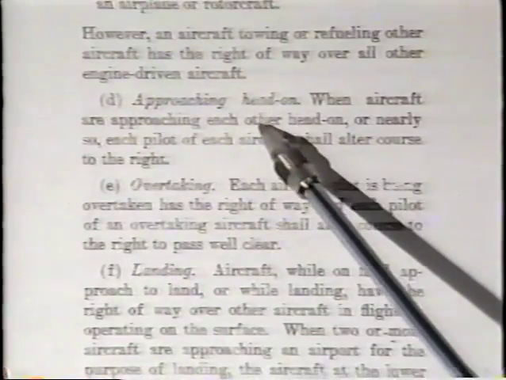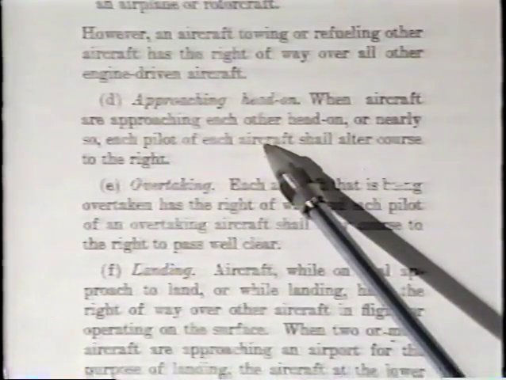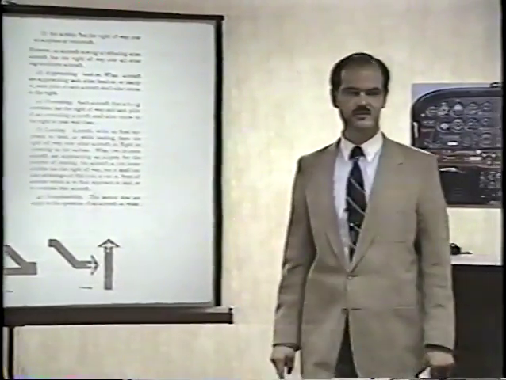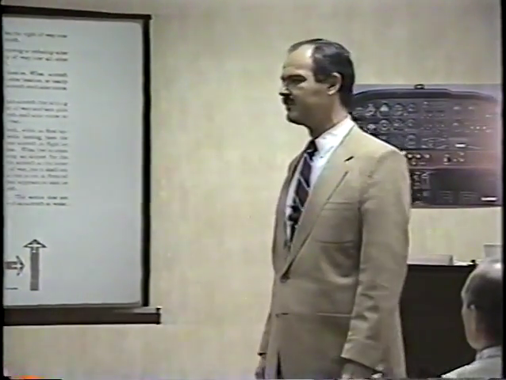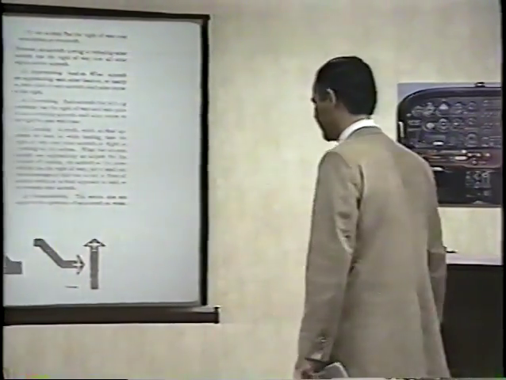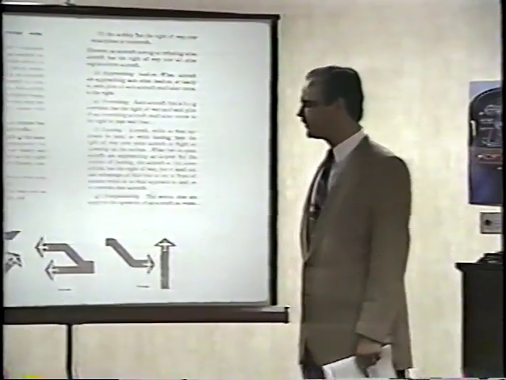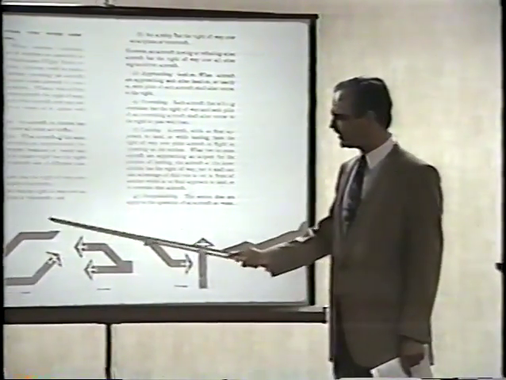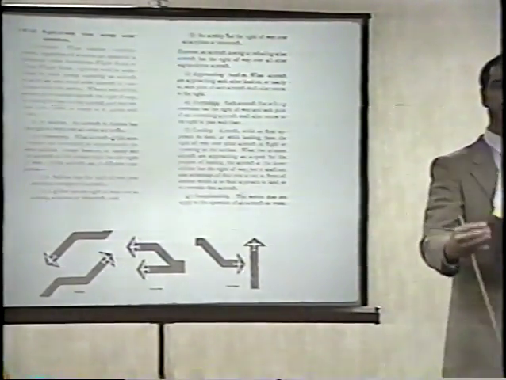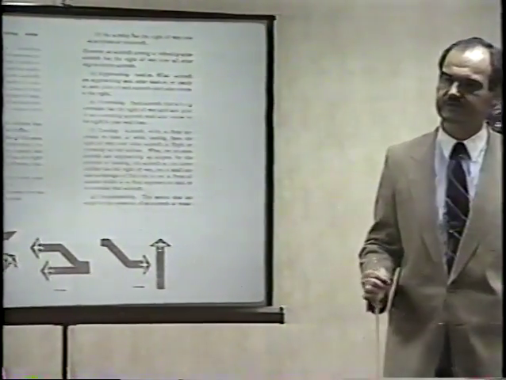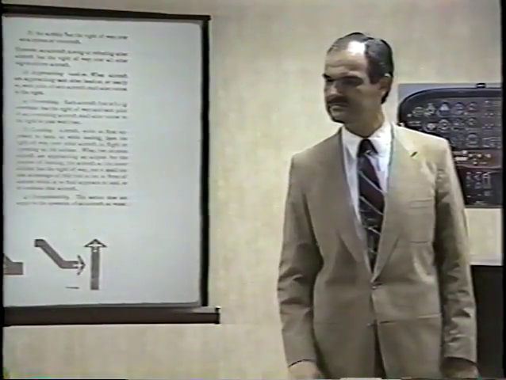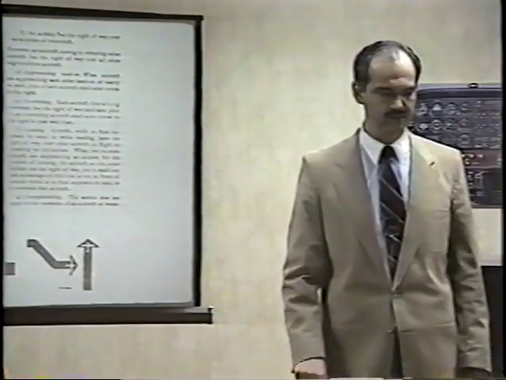When aircraft are approaching head-on or nearly so, each aircraft shall alter course to the right. Now I'll tell you what. I taught ground school for years, trained thousands of students, and it took me about 3,000 students till I really learned what that said. Here's what I thought. I was mistaken. I had a sample problem for my class that said you're flying along in a 152 Cessna, for example, and in the opposite direction you see a glider coming at you. Who has the right of way? I thought it was the glider.